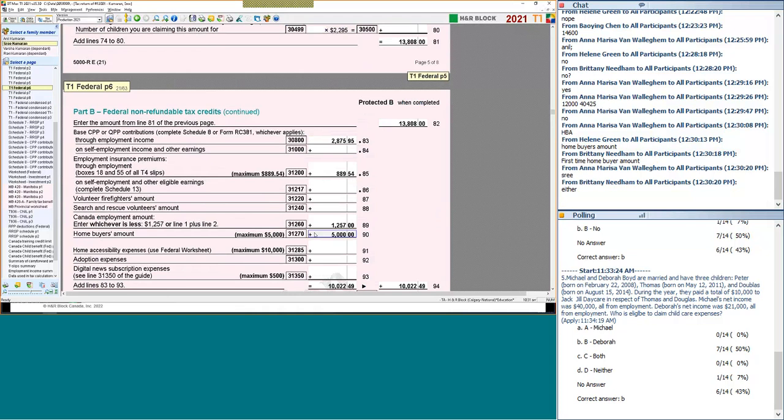Okay, we've talked about the child care. Anil is the lower income earner. He's the only one who can claim it. There are no Part C exceptions in this family at the moment. Okay, and then the last question.